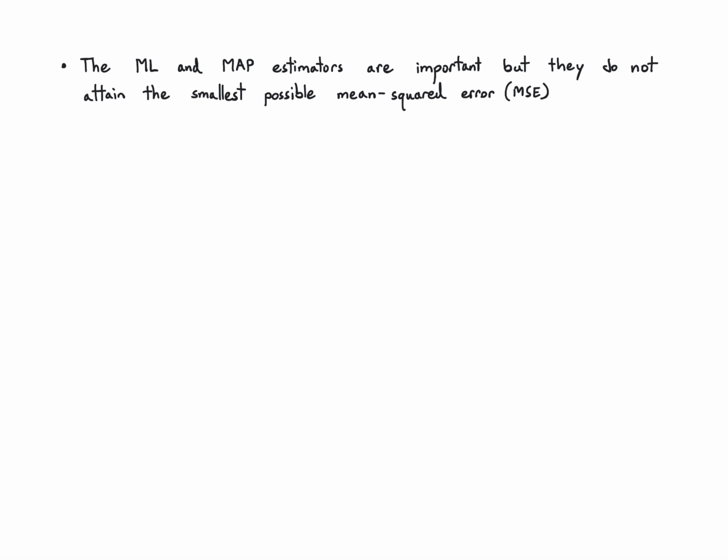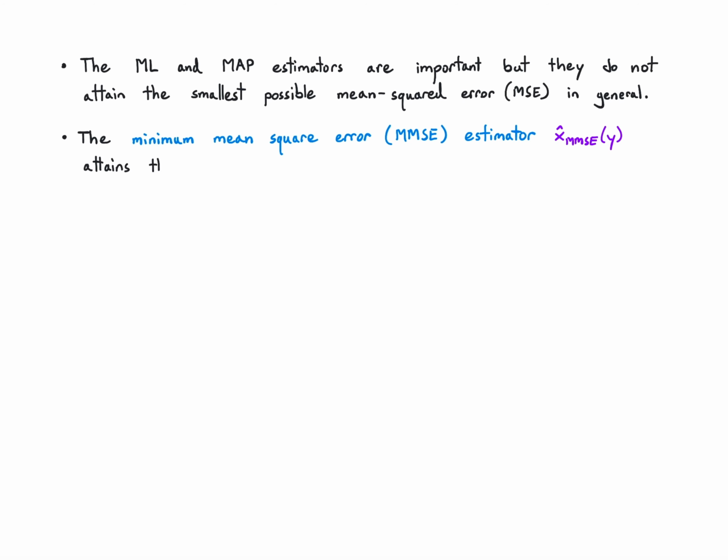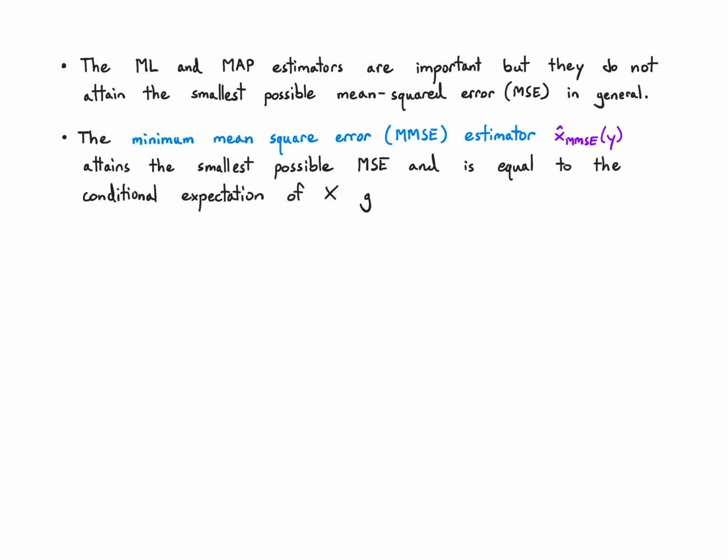It's possible for you to find an example where they hit the minimum mean squared error, but in general, that's not what they do. So what you want is the minimum mean square error estimator, the MMSE estimator, x hat MMSE of y. That is the one that attains the smallest MSE, and it turns out that it's equal to the conditional expectation of x given y, all right? So that's all it is.